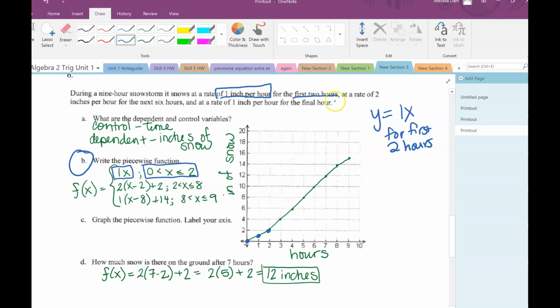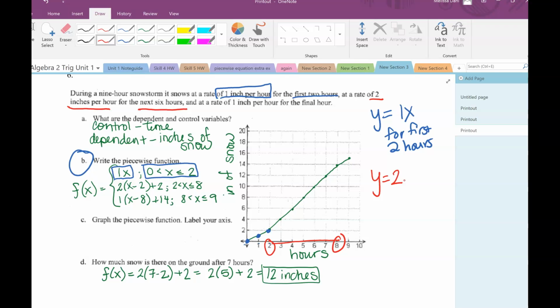Then it says at a rate of 2 inches per hour for the next 6 hours. So the next 6 hours is going to be this span of time, and it's going to rise 2 inches for every 1 hour it goes over. Okay, so first of all, that gives us a slope of 2. Okay, so you have a couple of ways that you guys can do this.